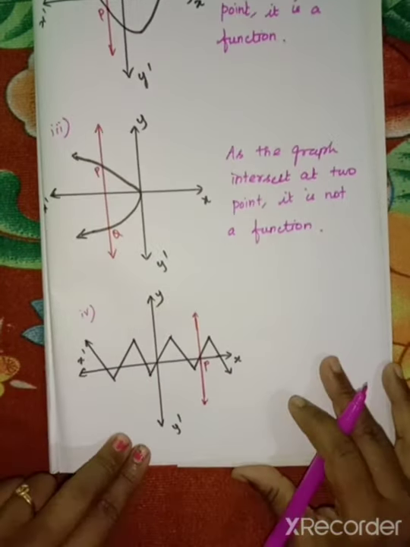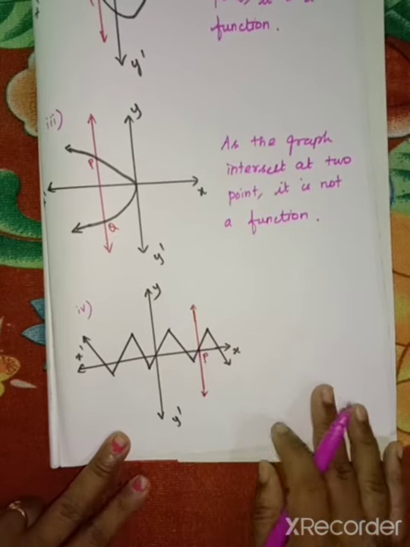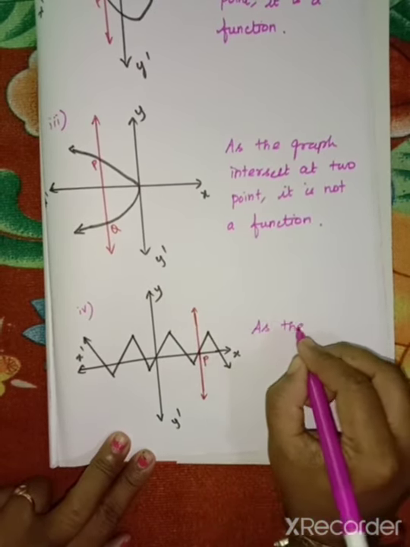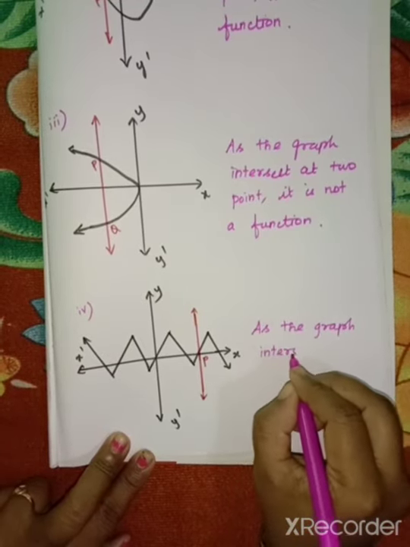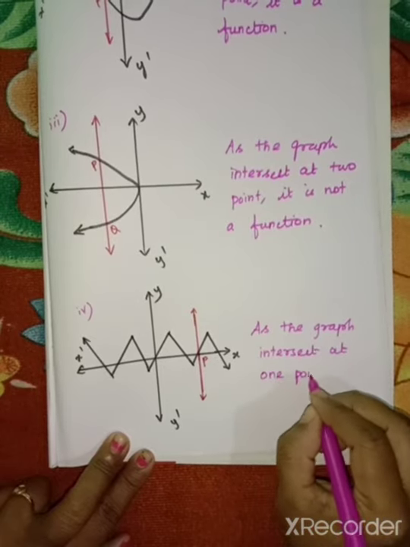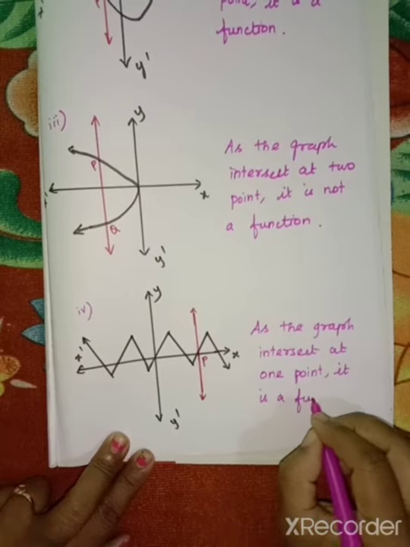Then the fourth one. Here see the vertical line. It connects with only 1 point, so it is a function. So as the graph intersects at 1 point, it is a function.